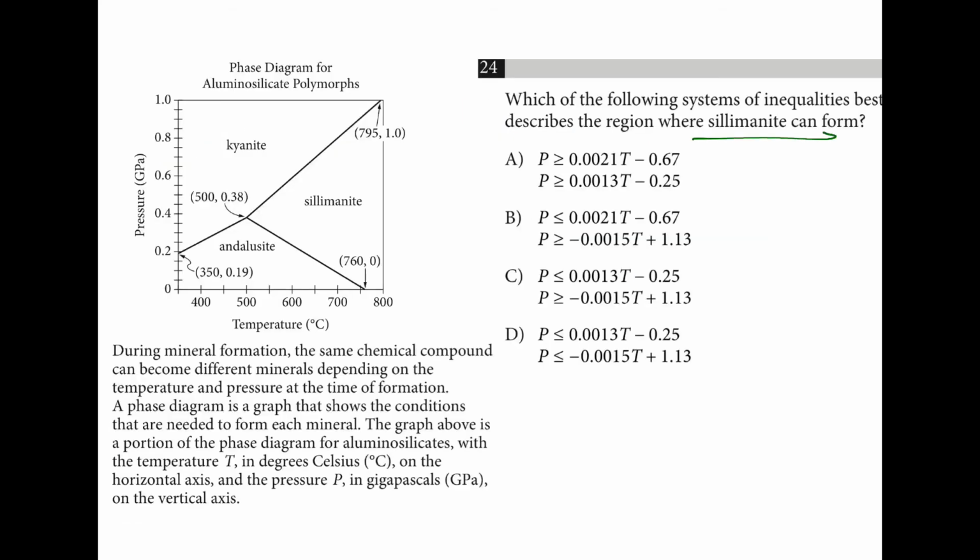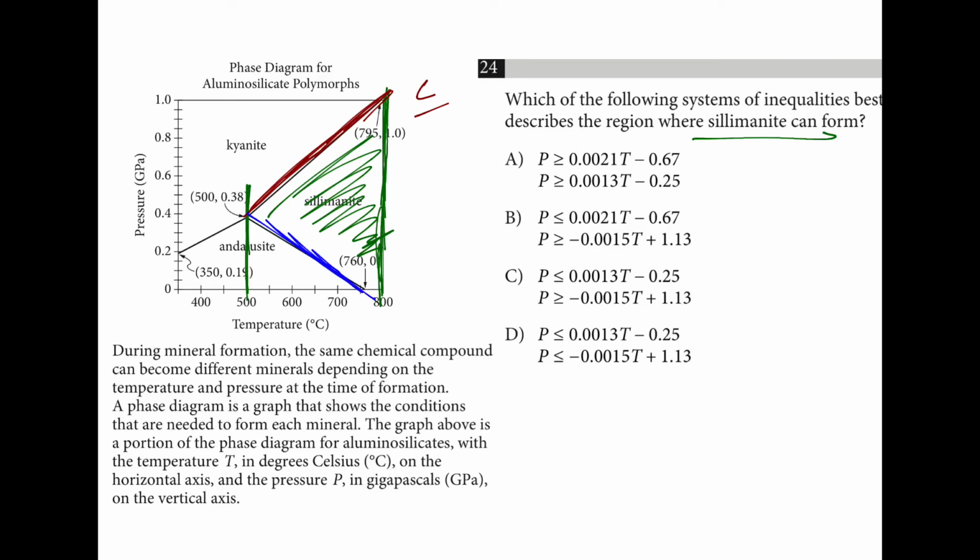So sillimanite can form in this region over here, and it looks like my temperature is going to be somewhere between 500 and 800. And the pressure varies depending on the temperature. So my upper bound is here, it's going to be less than or equal to this, and my lower bound is going to be greater than or equal to this.